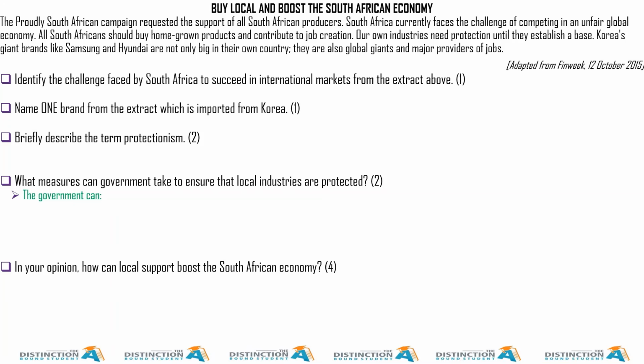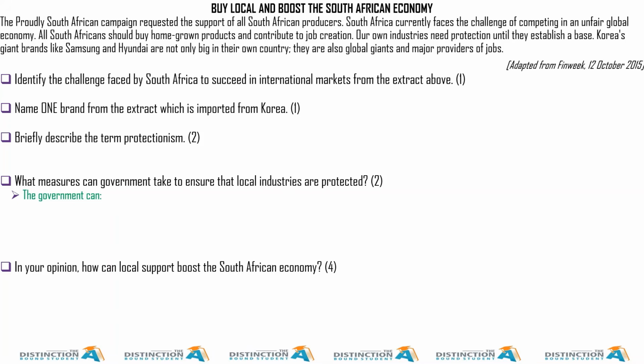South Africa currently faces the challenge of competing in an unfair global economy. All South Africans should buy homegrown products and contribute to job creation locally. Our own industries need protection.